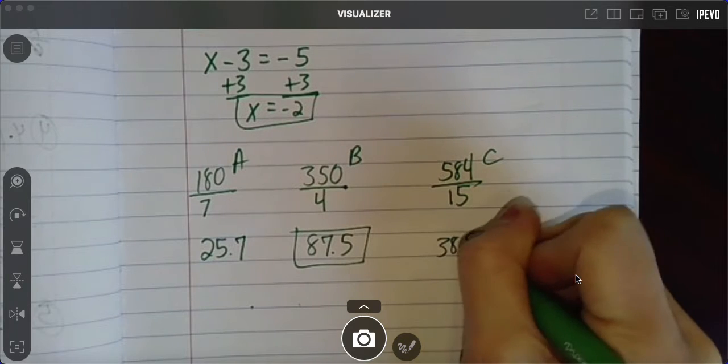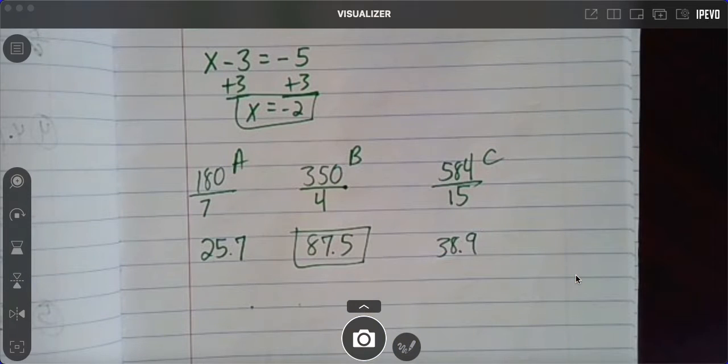38.9. So can you tell which one's going the fastest? And that's what it says, the fastest average speed. My goodness, that's a lot. It's B, right?